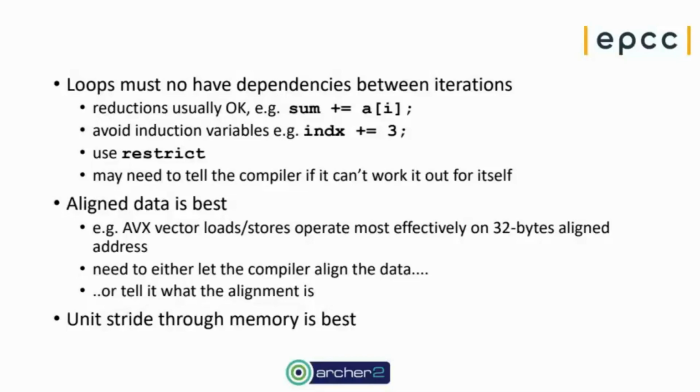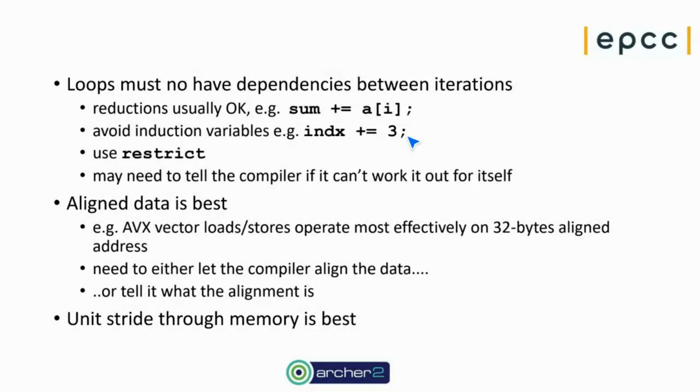Okay, what else? The loops mustn't have any dependencies between iterations. Patterns like reductions are usually okay. The compiler can usually handle those automatically. Formally, a reduction pattern where you're summing up into some scalar value is a dependency, because each loop iteration does in principle require the value from the previous one. But the scalar can be split up into a short vector, and then there'll be some code at the end that adds up the partial sums.